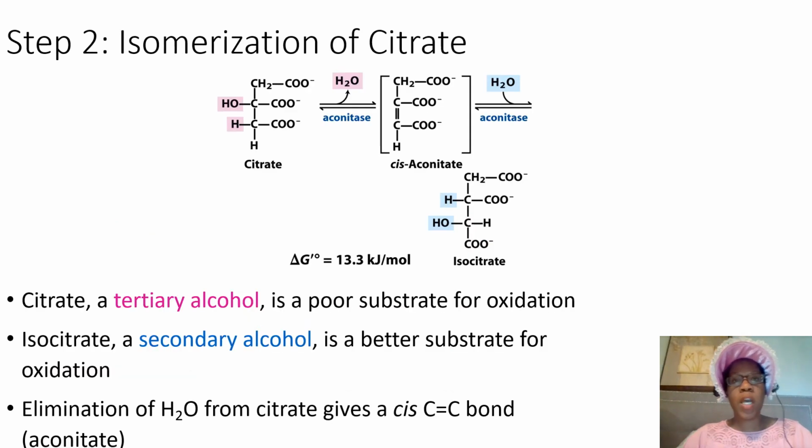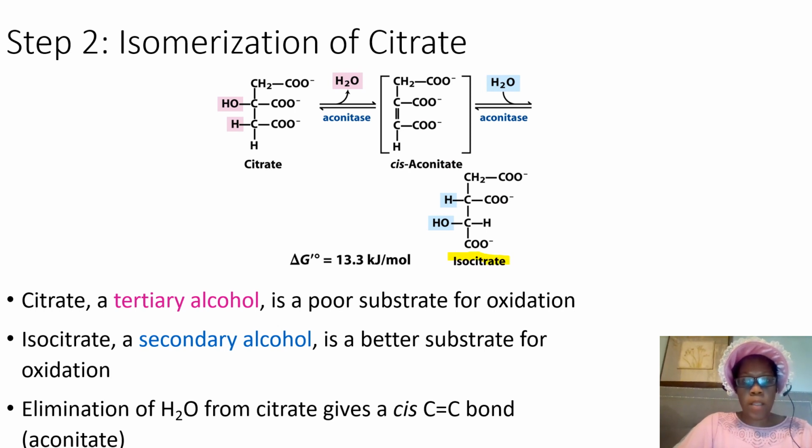Step 2 is the isomerization of citrate. So we form a 6-carbon molecule, citrate, and now we're going to just rearrange it and make an isomer of it called isocitrate. So what you'll see is not really that much has happened conceptually.